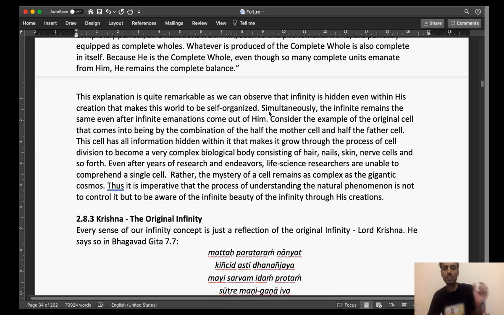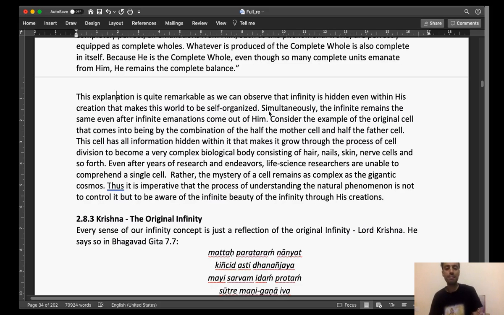Consider the example of the original cell that comes into being by the combination of half the mother cell and half the father cell. This cell has all the information hidden within it that makes it grow through the process of cell division to become a very complex biological body consisting of hair, nails, skin, nerve cells, and so forth. Even after years of research and endeavors, life science researchers are unable to comprehend a single cell. Rather, the mystery of the cell remains as complex as the gigantic cosmos.